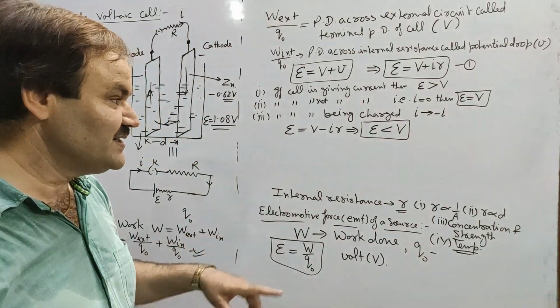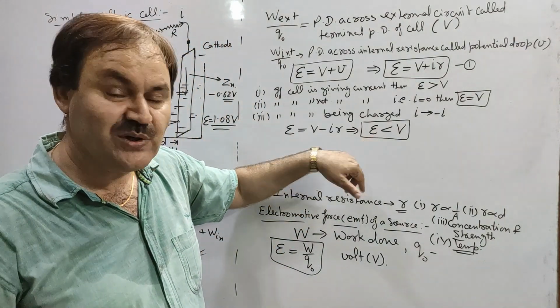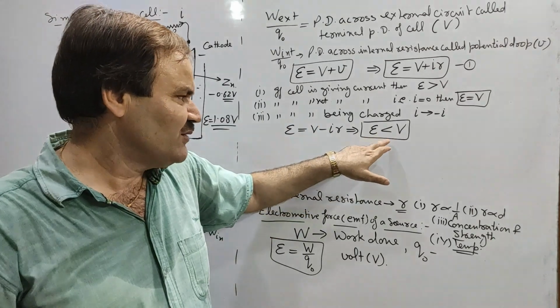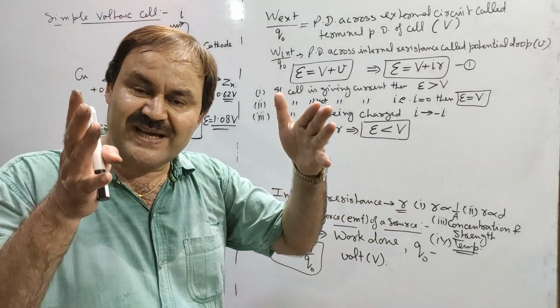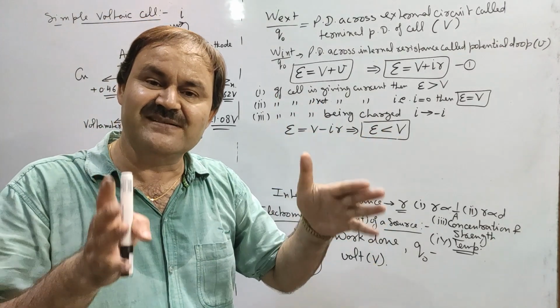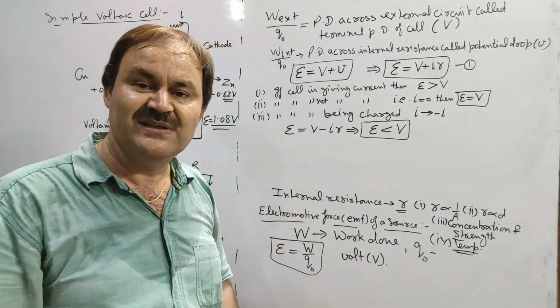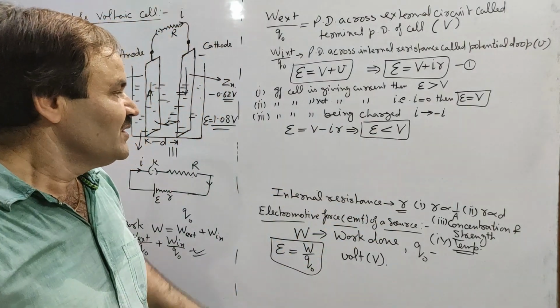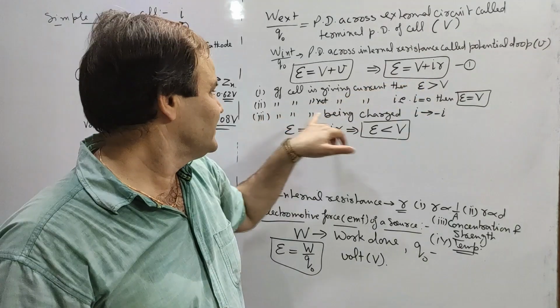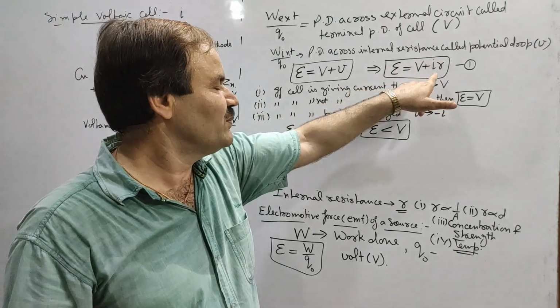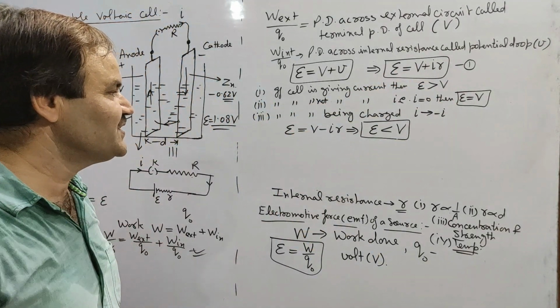Or in other words, you may say, in order to charge a cell, you will have to apply a potential difference across its terminals which is greater than the EMF of the cell. So these three are the results that can be obtained from the first relation.